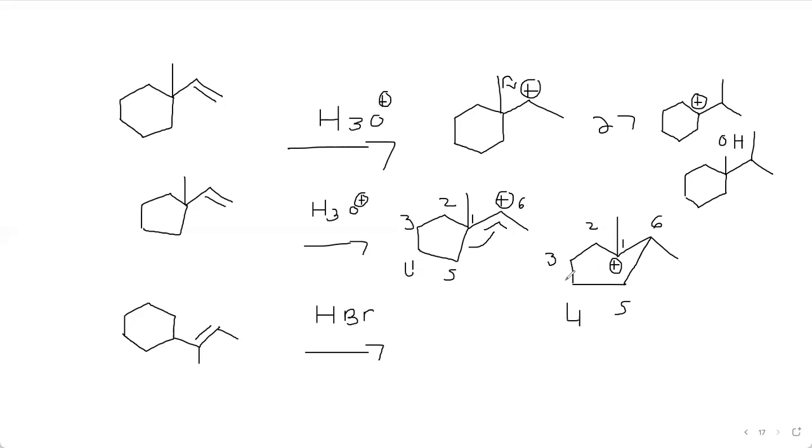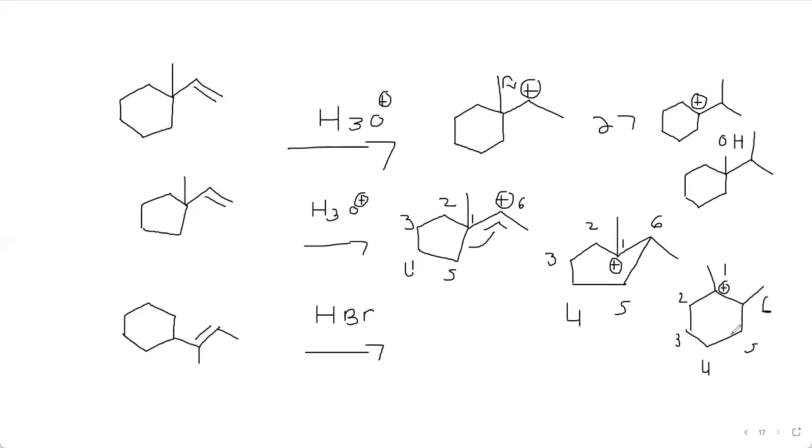I have a 1, 2, 3, 4, 5, 6 membered ring. So let me redraw that in a prettier way. It doesn't matter how I number them. I have 1, 2, 3, 4, 5, 6. So 1, 2, 3, 4, 5, 6. 1 has a methyl on it and a plus charge. 6 has a methyl on it. And now this is a rearranged structure.